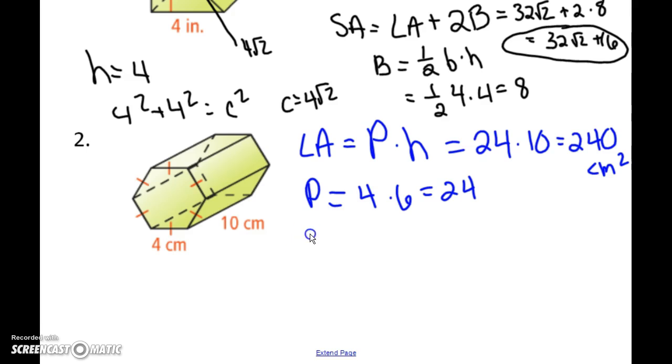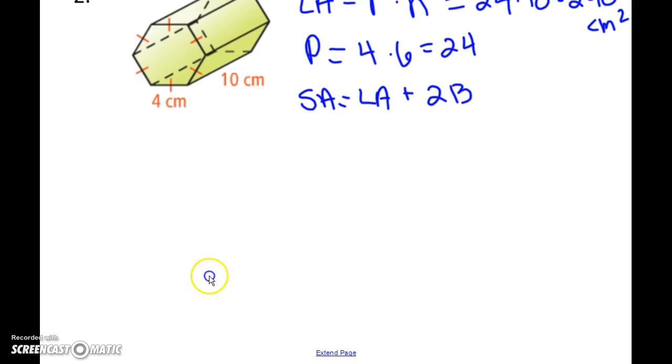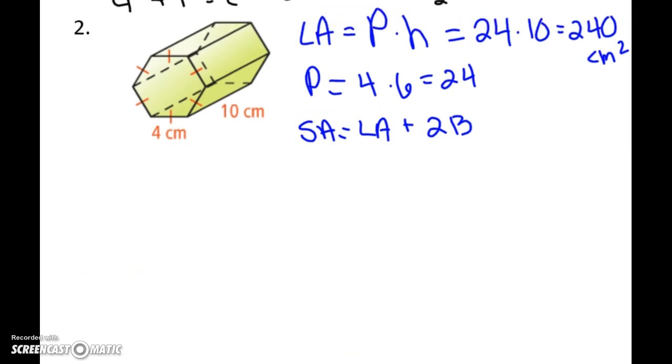Now let's look at the total surface area. Surface area is lateral area plus 2 times the area of the base. Now the area of the base is where we're going to have to spend some time on this problem because that is a regular polygon. And if you look, they give me the side length, but they don't give me the apothem. And if you remember, area of a regular polygon is perimeter times apothem divided by 2. So I'm going to have to take a look at this.